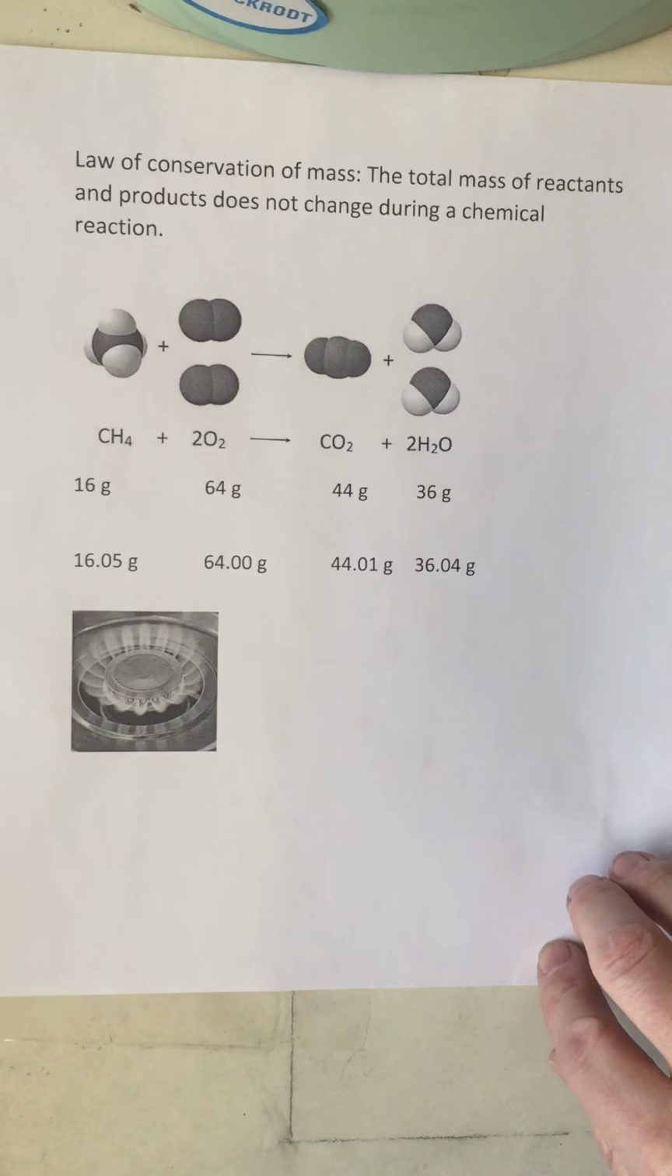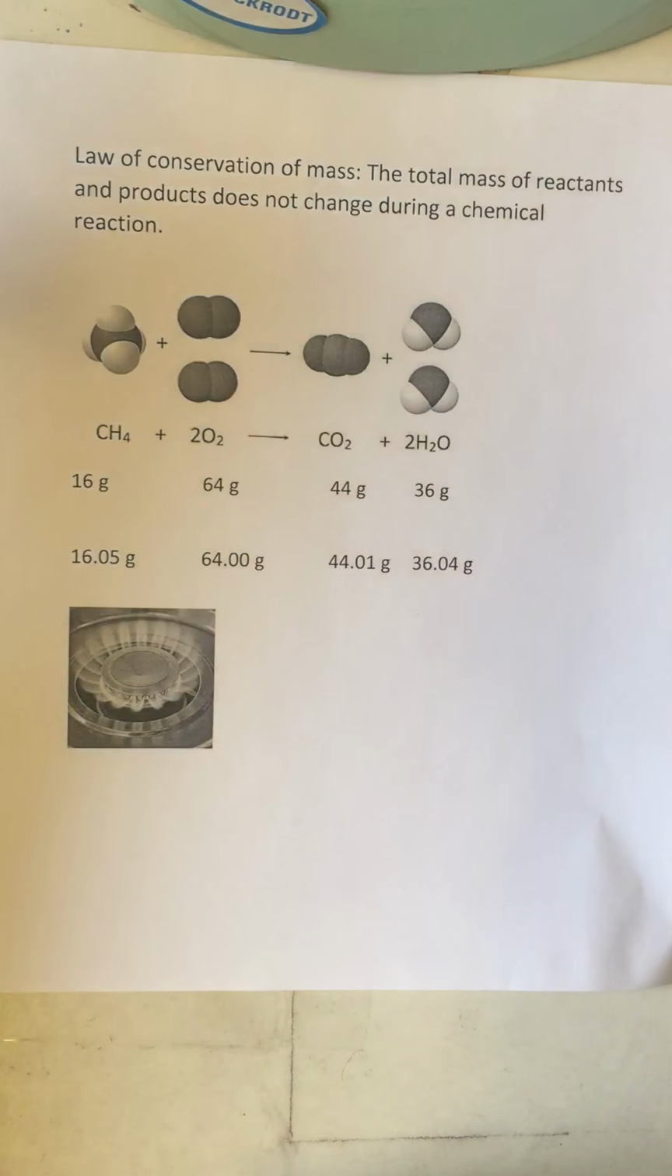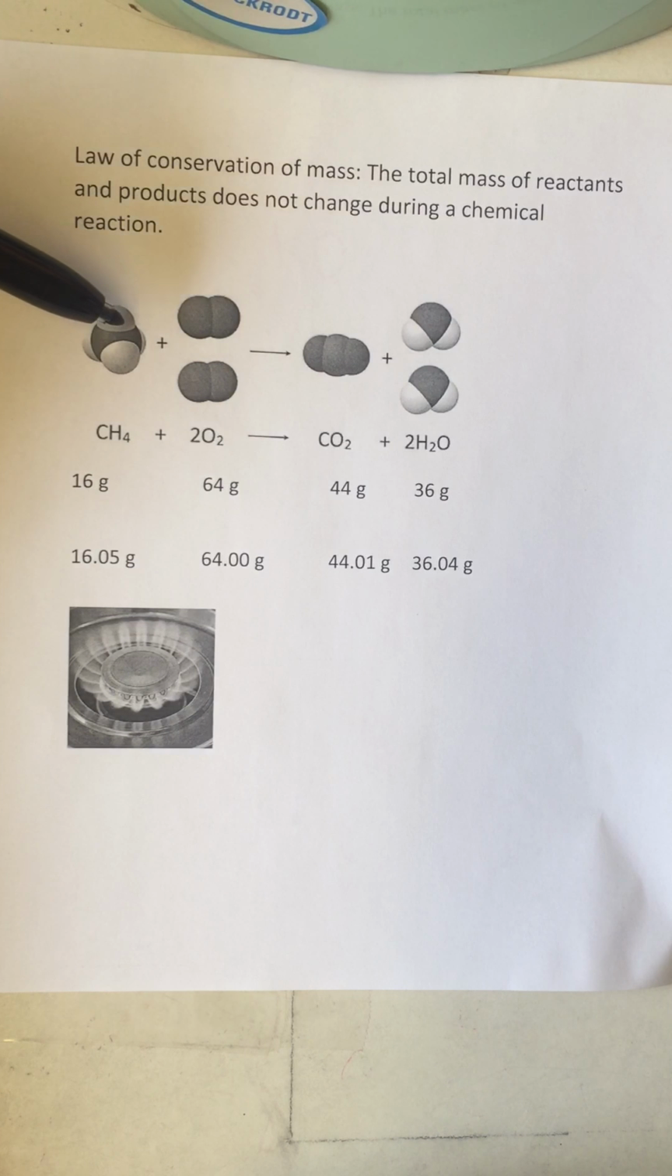The third relationship talked about in this section is what's called the law of conservation of mass. You've probably heard of this before, and this says that in a chemical reaction, the total mass of reactants and products does not change. So if you have a chemical reaction taking place, there's not going to be a change in mass. So let's come back to that original reaction we looked at before.